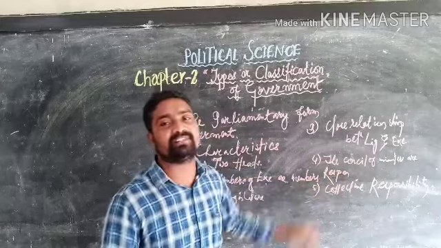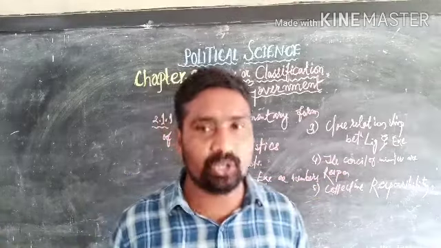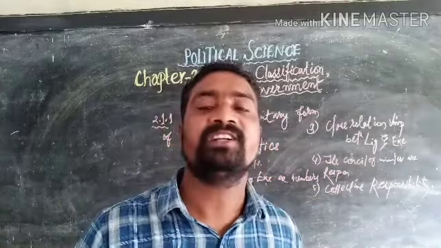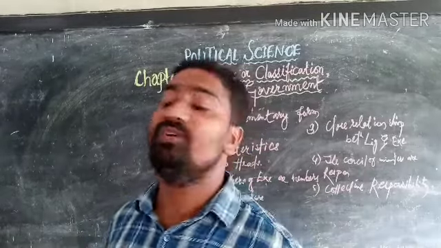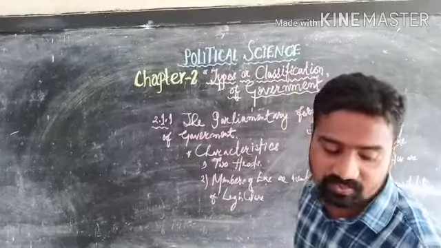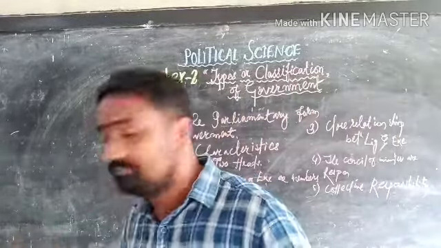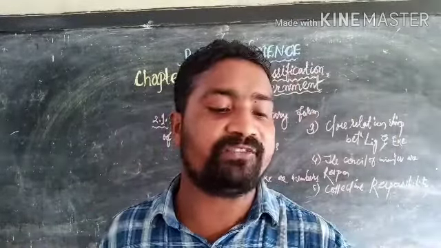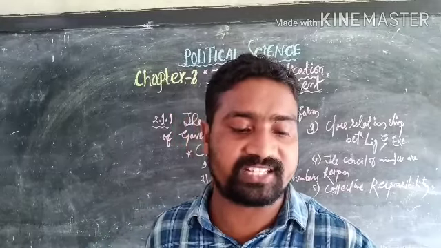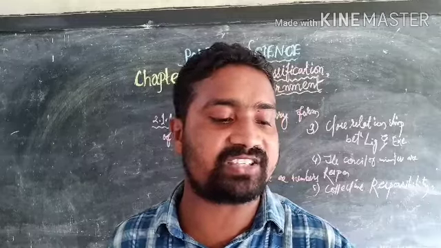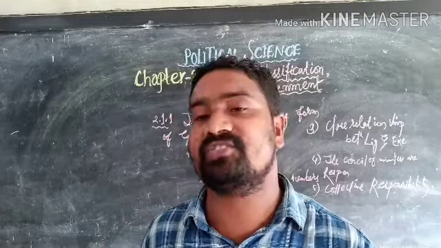Don't think that the parliamentary form of government is the best one. No. It has its own defects, it has its own demerits. So the first one is, what is the first one? In this type of government, if no political party can form government by obtaining absolute majority, in that case there is the possibility of forming an alliance government.